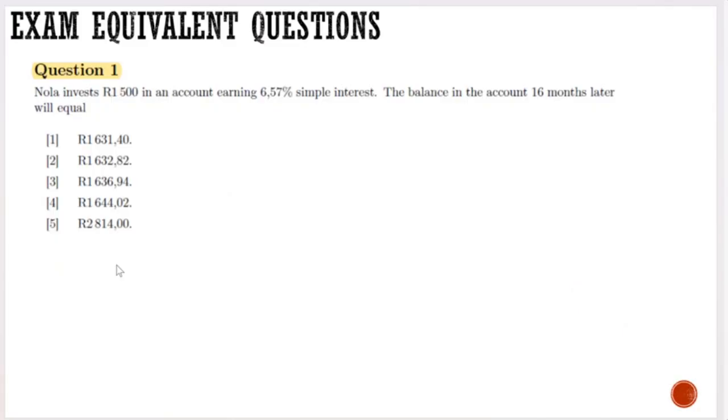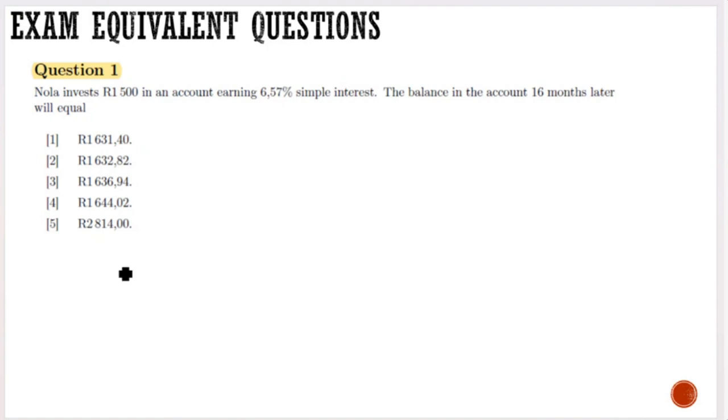Here's one of the questions. I've picked all exam-related questions. This question is about simple interest. It's one of those questions where you should be getting 3 marks. Here they say this lady or guy invests 1,500 in an account, earning that percentage. The balance in the account 16 months later. So what is important for us is to know what the simple interest formula is.